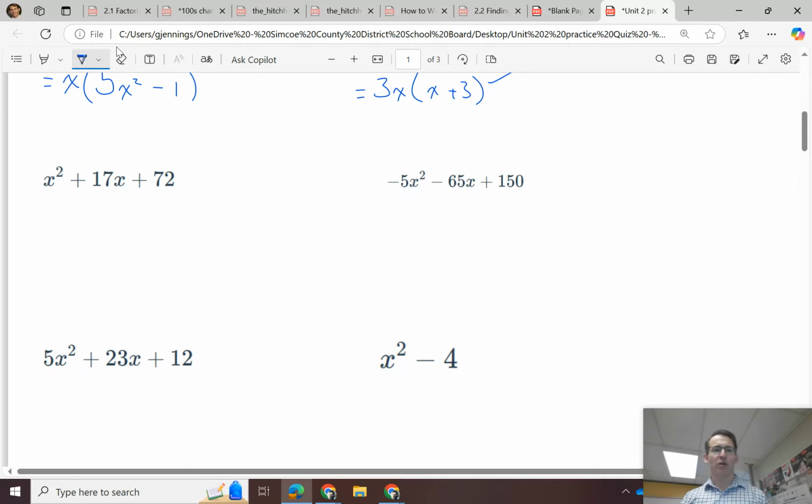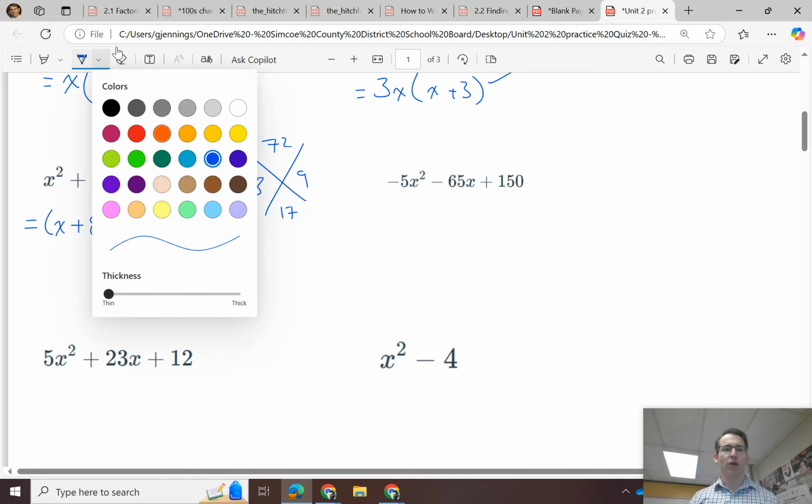Over here, x squared plus 17x plus 72, well, I'm going to use the equal sign again. I'm going to play an x game where I multiply to 72 and add to 17. Your calculator, your multiplication table, your factor knowledge will tell you that's 8 and 9, and both positive. So in this case, it's x plus 8 times x plus 9. I encourage you to check your work.